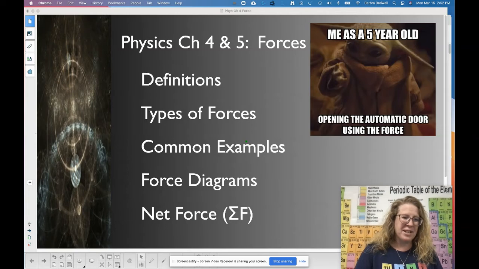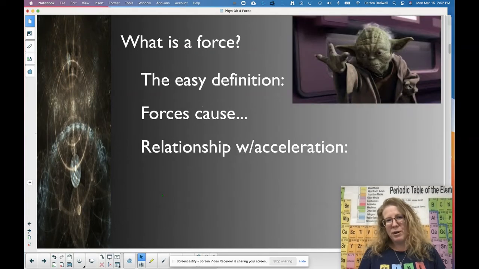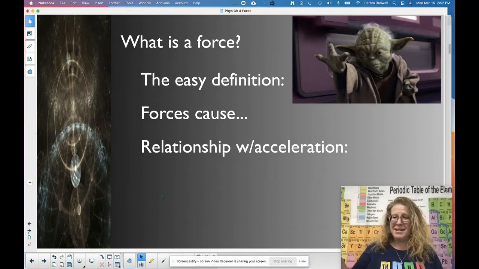Like I said, we're going to start off by taking a look at some definitions of what forces are, and then we'll move into how we represent them, some different types of forces, and then how we draw them, basically some simple things like that.